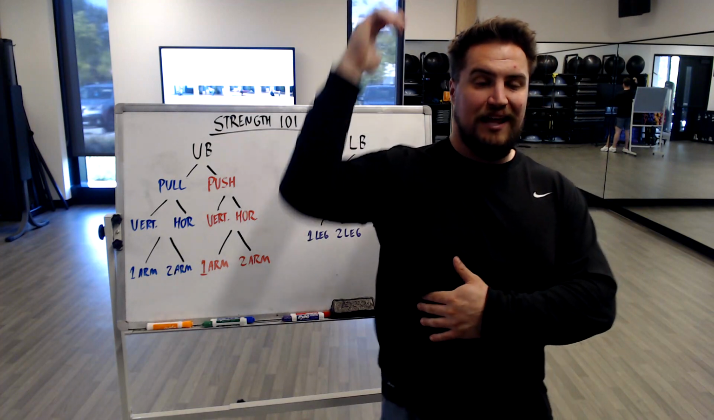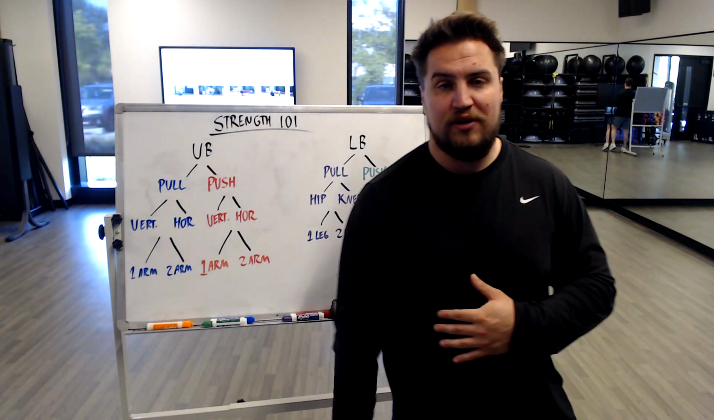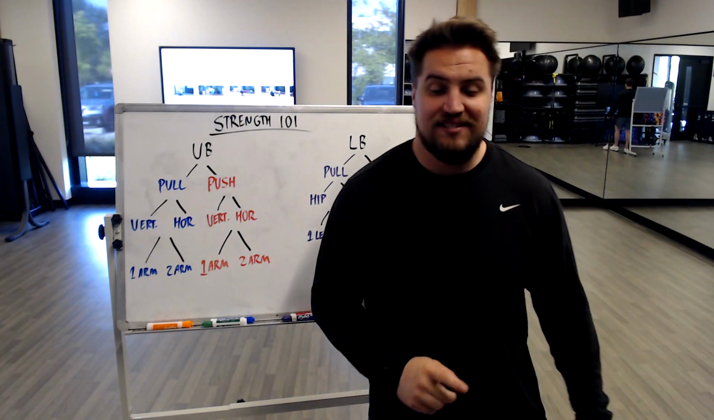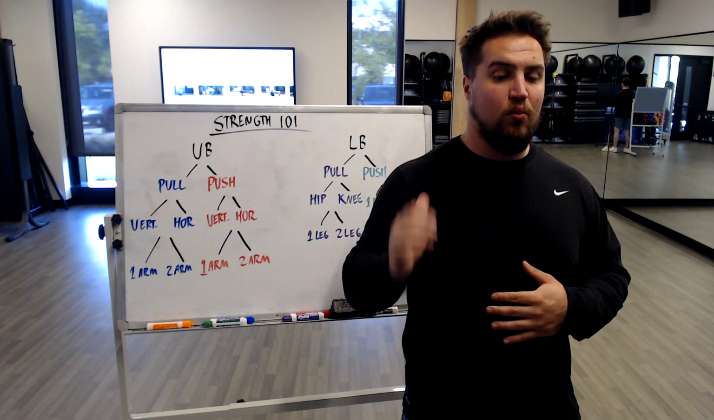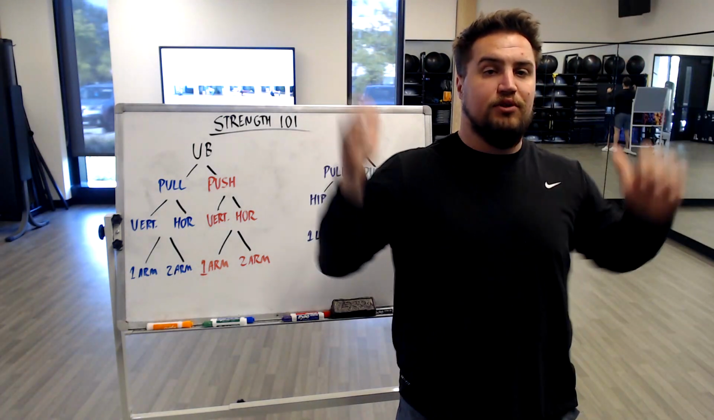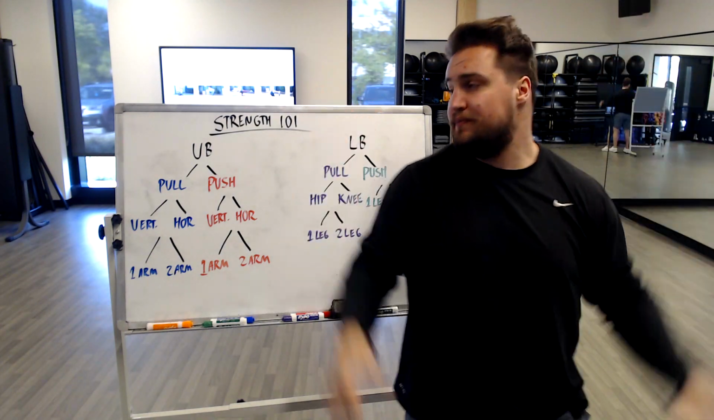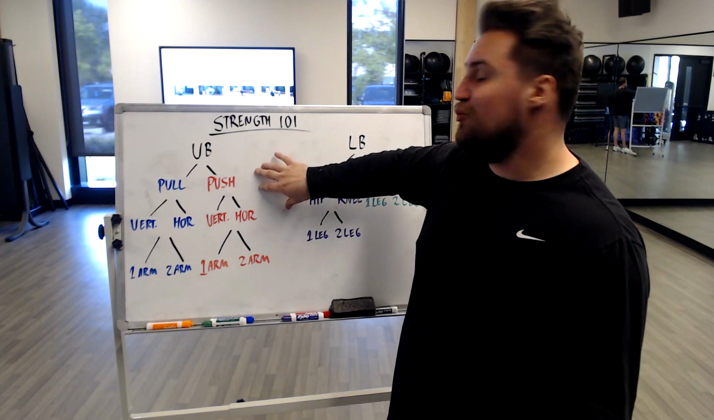So vertical is in line with my torso, parallel with my torso. Horizontal is perpendicular to my torso. I'm then going to break that down even further into single and double arm. So I can have these movements either performed using one arm or using both my arms. I can even alternate my arms as well. So that's how we're going to break down all of our upper body movements.